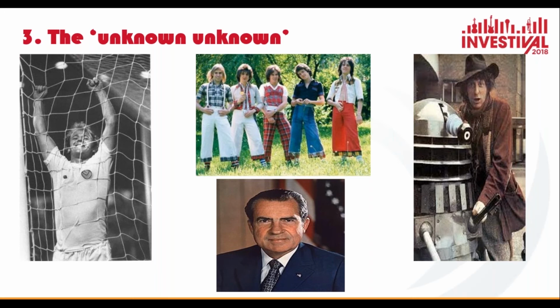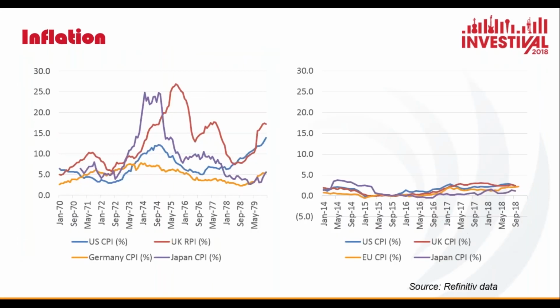At the bottom, we had Richard Nixon, the US president, who had to resign to avoid impeachment. And on the right-hand side, we have Tom Baker as Doctor Who. So we actually had a man playing a leading BBC character, which was normal for the time, is less so now.